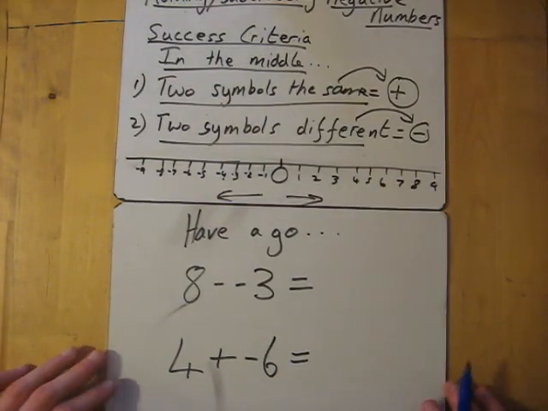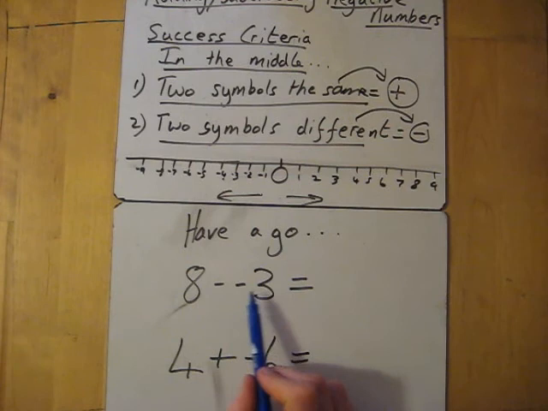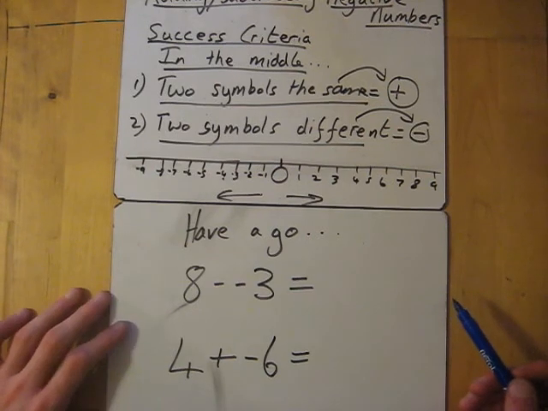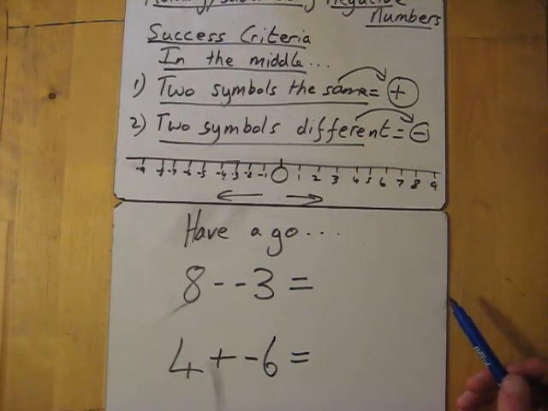Okay. So a couple for you, if you would like to pause and have a little bit of a go. I've got 8 take away -3 and 4 add -6. So if you want to pause, I'll go through the answers in 3 seconds. So 3, 2, 1, right.